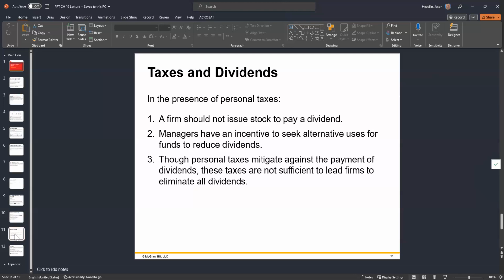Managers have an incentive to seek alternative uses for funds to reduce dividends because of the taxes that investors have to pay on dividends. It becomes a much lower value option. So it's better to always look at alternatives. Though personal taxes mitigate against the payment of dividends, these taxes are not sufficient to lead firms to eliminate all dividends. So yes, it's detrimental to have this tax situation going on, but for many reasons, whether behavioral or valuation situations, there's still usefulness in a company paying dividends.